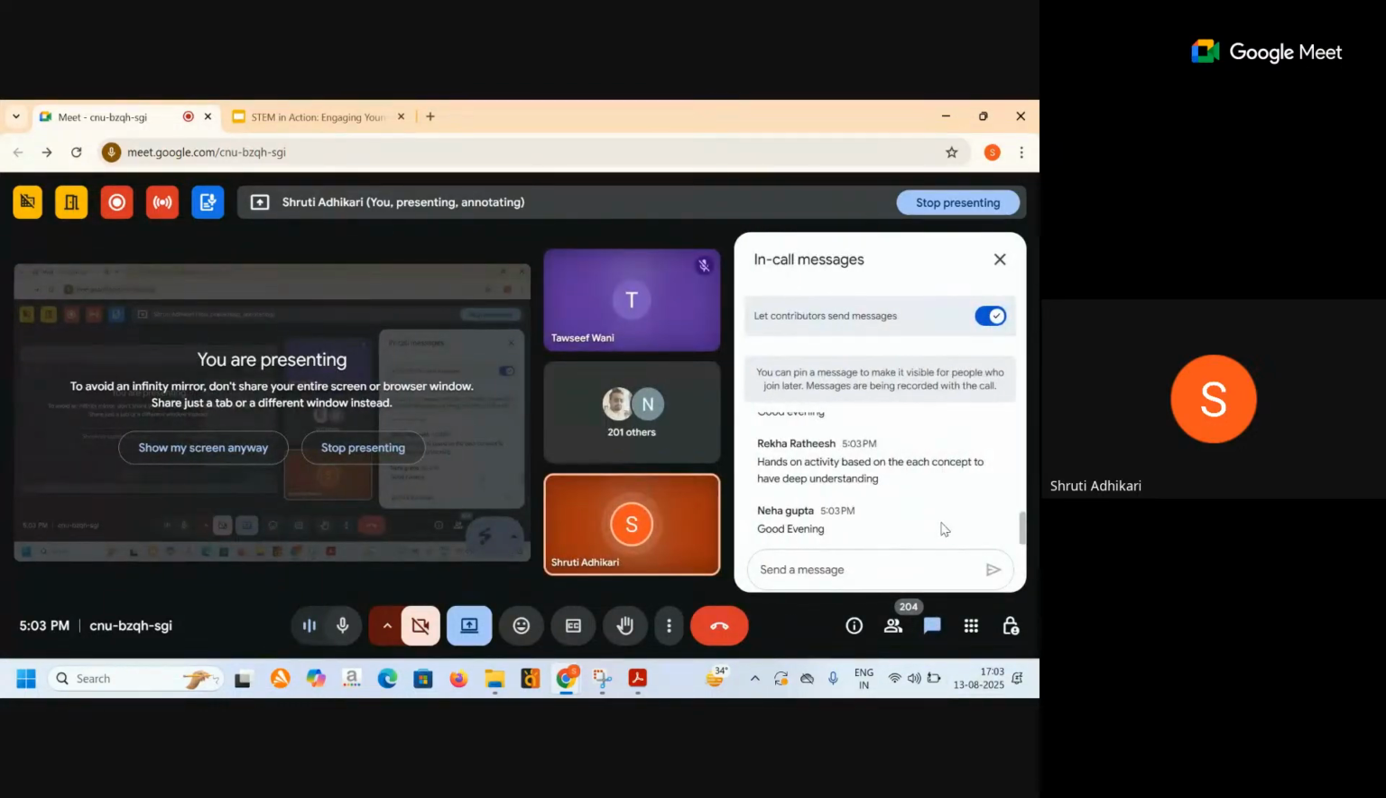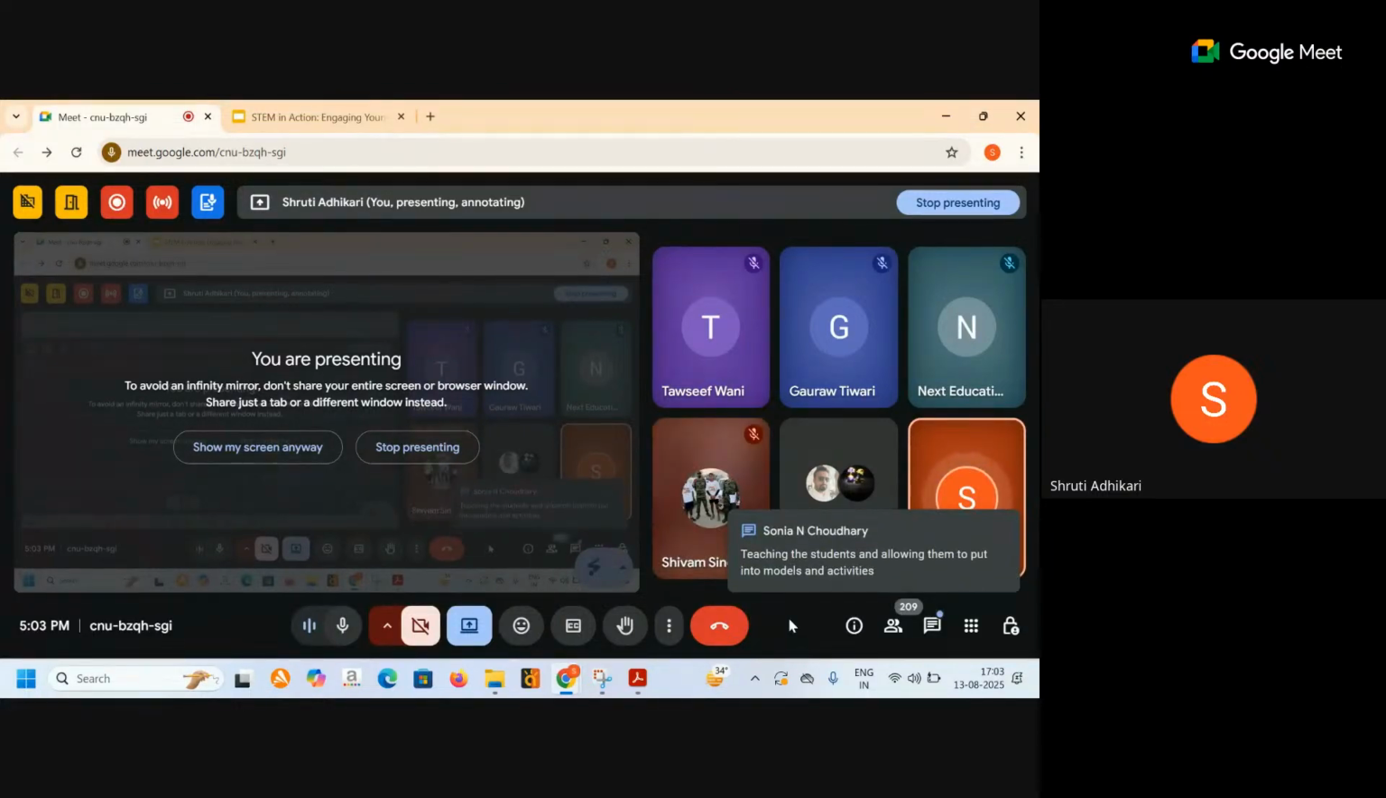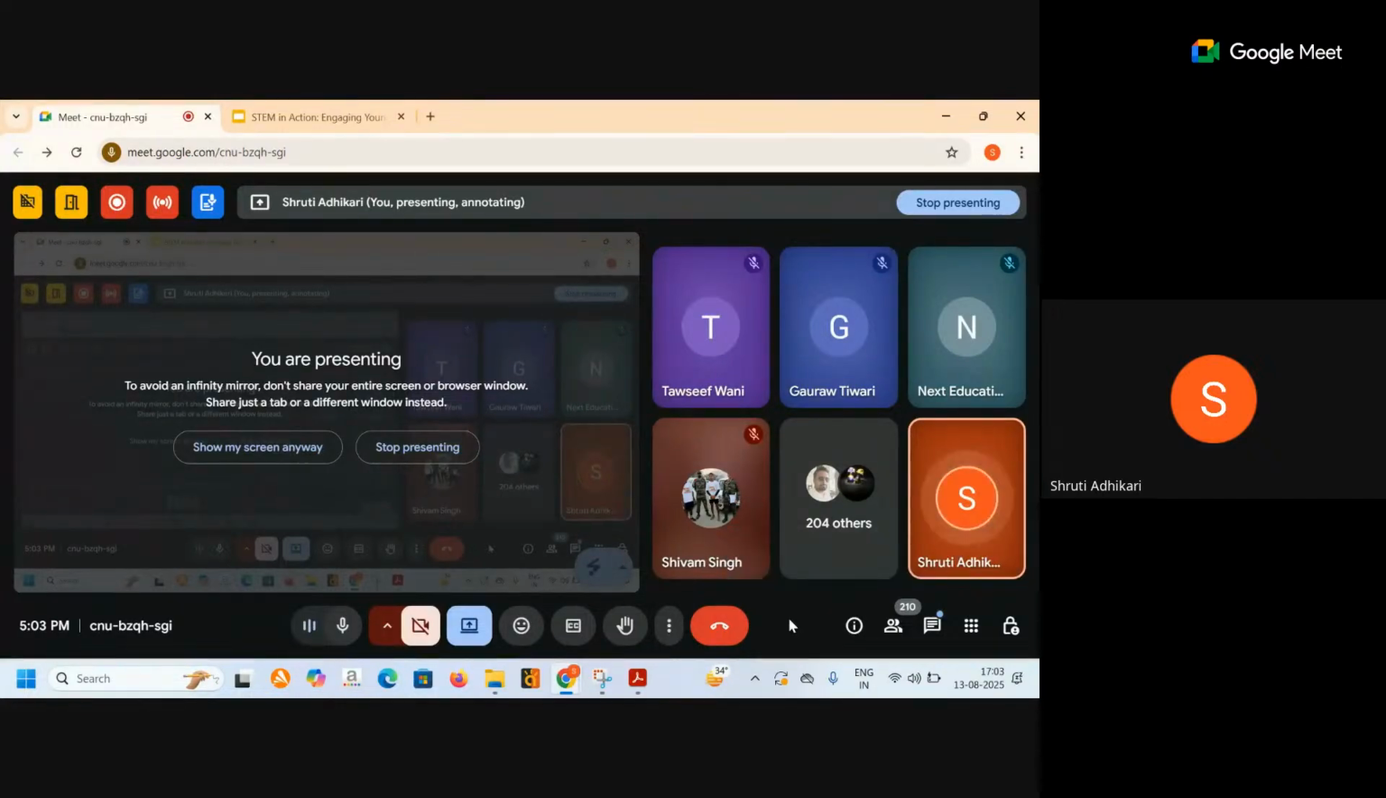Hands-on activity based on each concept to have deep understanding. Perfect. Creating something new from the learned concept. Great. As academicians or teachers, we don't want our students to just learn the concept. We want them to create something, to understand it practically. It's important to create something out of the concept they have learned. This is how they will understand the topic in depth. Otherwise, they will forget the topic after the exams are over.